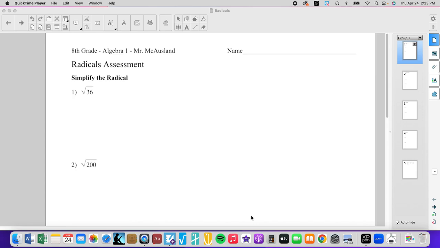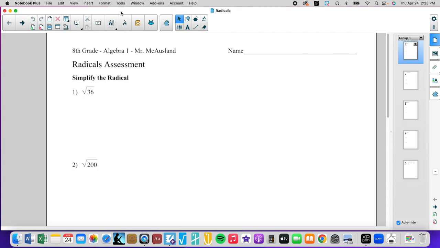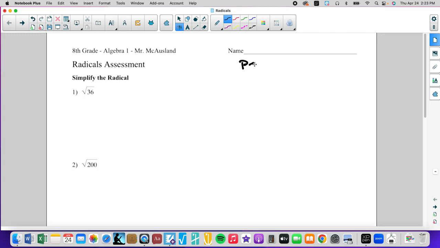This is the detailed answer key for the radical assessment that we took the day before, a couple of days before we went off for Easter break. So first of all, when simplifying radicals, there are 3 different types of radicals. One set are perfect squares. Perfect squares are square root of 36, square root of 16, square root of 25, etc. Those are all perfect squares.